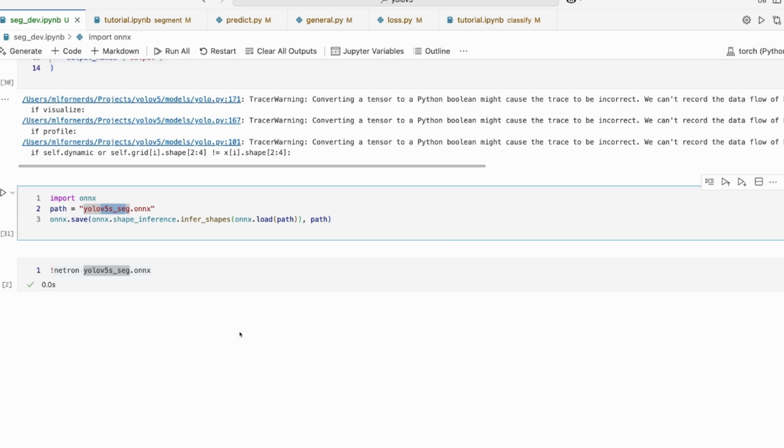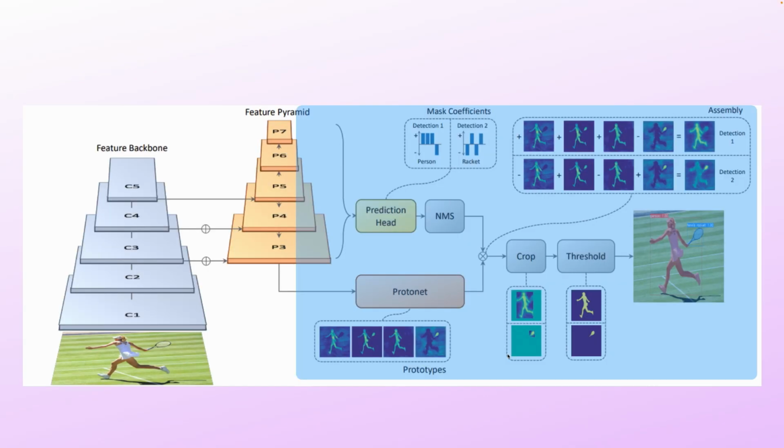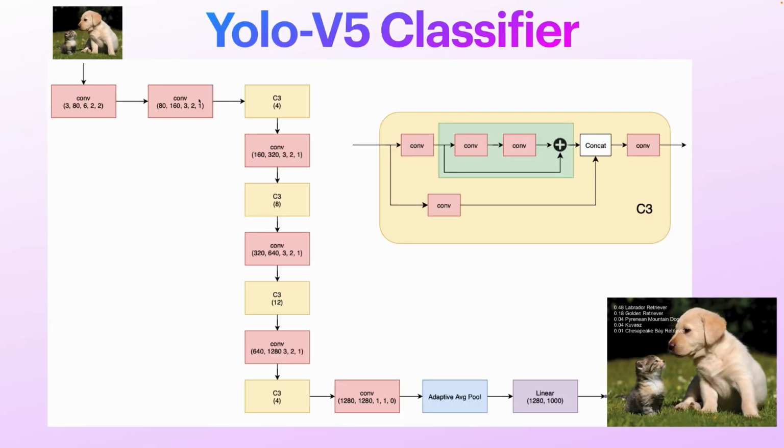Now we understood how YOLOv5 can do instance segmentation, right? So far we have discussed instance segmentation. Now let us look at classification. Classification is a very simple task compared to object detection and segmentation, right? So this is the architecture for classification. It's pretty simple. Just remove all the neck part and detection head, everything. Just keep only the backbone. Only the backbone is enough for classification.